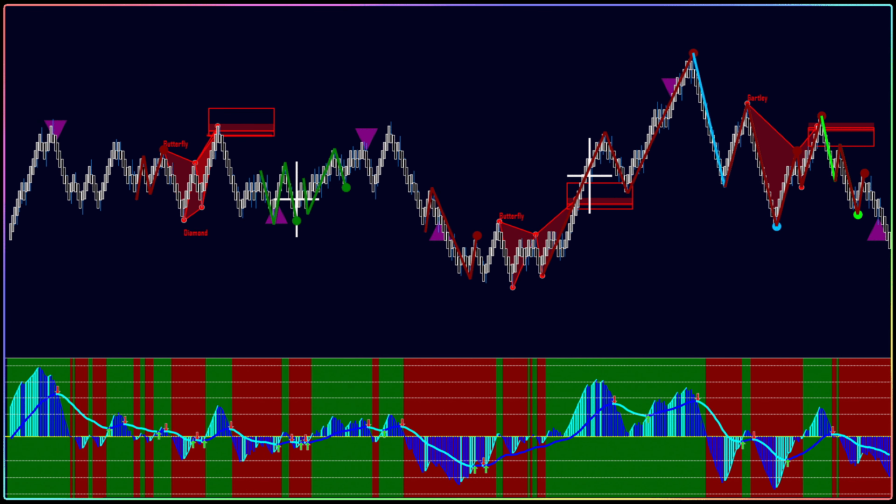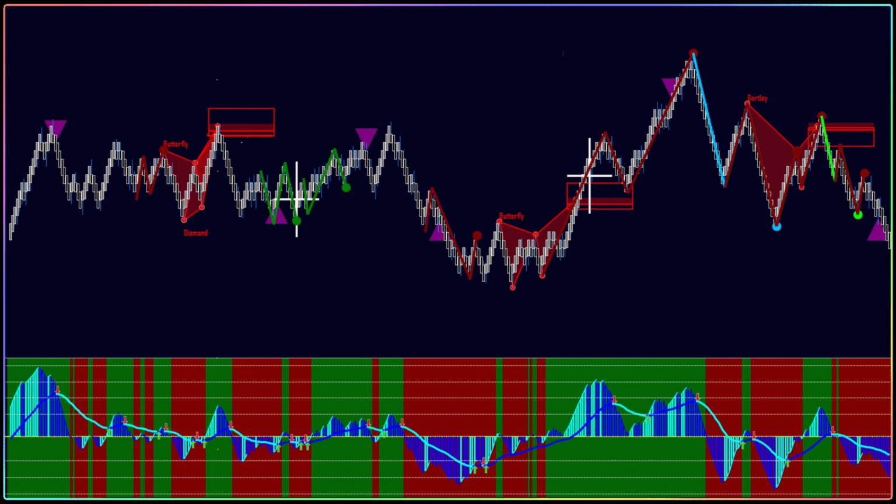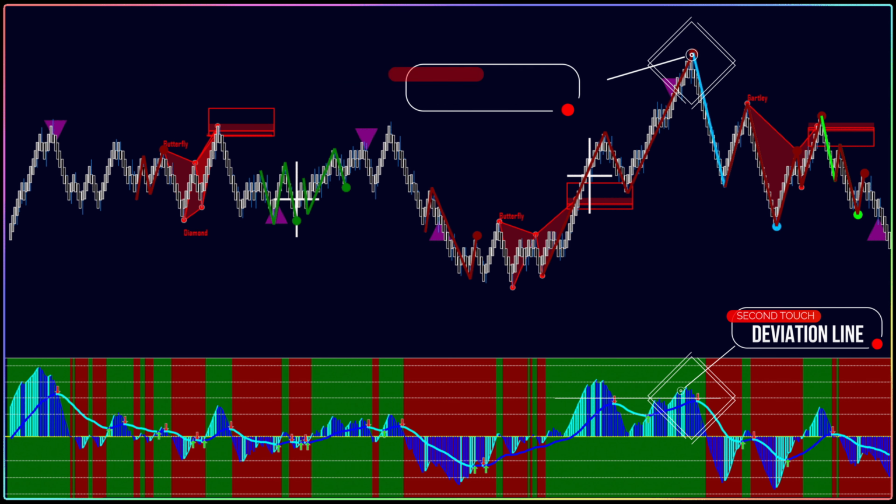1. Locate deviation lines. They mark areas of past major pivots. 2. Wait for price to return to one of these levels. 3. Check the MACD histogram. If it aligns with a deviation line, a reversal may be setting up.